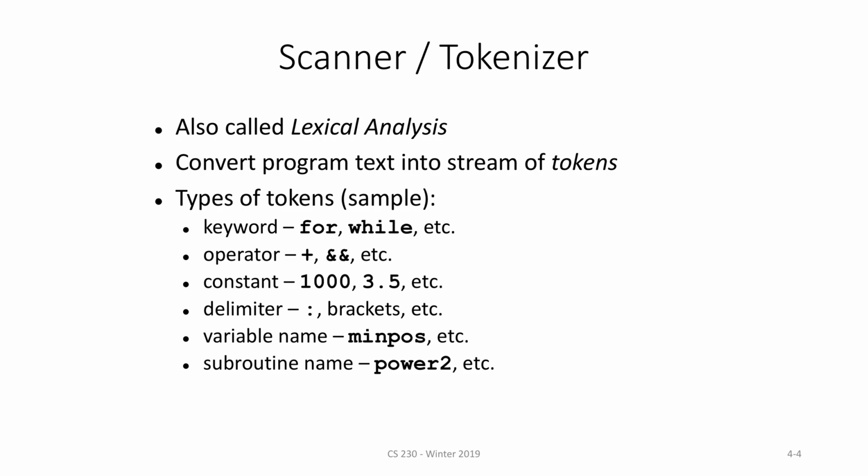The first step in the compilation process is to generate a stream of tokens. This process is handled by a scanner. A token is a meaningful sequence of characters, such as a keyword, an operator, or a constant.